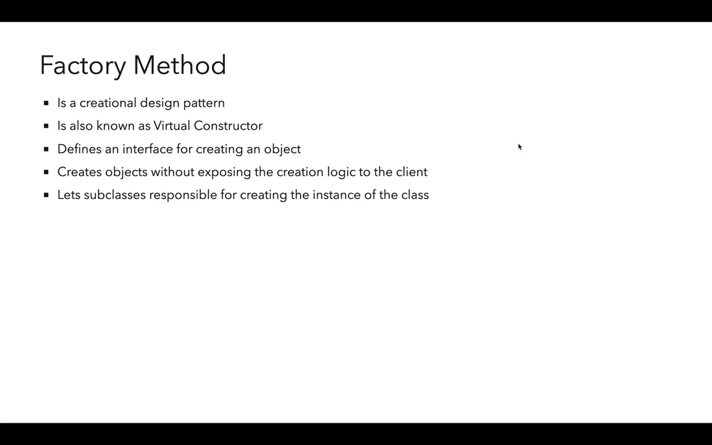Factory method is a creational design pattern. It is also known as virtual constructor. It defines an interface for creating an object. It creates objects without exposing the creation logic to the client. And it lets the subclasses be responsible for creating the instance of the class.